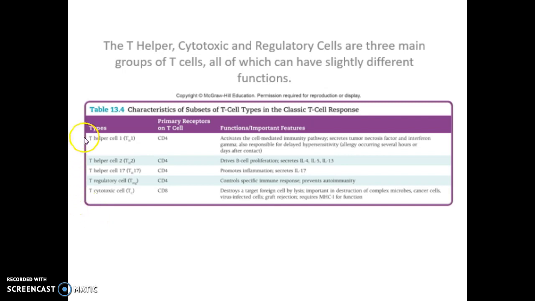So here, in the first 3 lines, you have T helper cell 1, T helper cell 2, and the T helper cell 17. All of these are going to be classified as CD4 positive. All right, so those express the CD4 co-receptor for the T cell receptor.